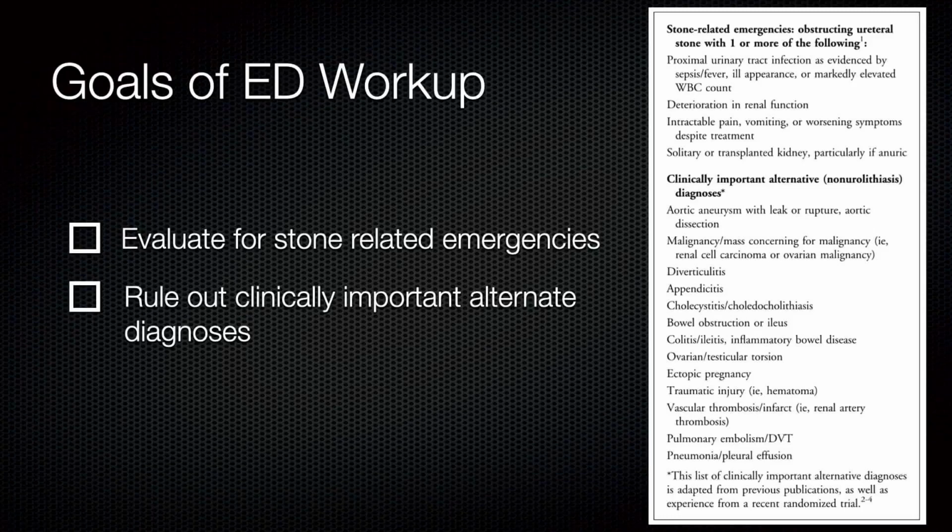And then alternate diagnoses, obviously AAA, cancer, diverticulitis, appendicitis, cholecystitis, bowel obstruction, anything that ends in itis, gonadal torsion, things like that. These are different emergencies that we need to find out are not going on, and have tucked in the back of our mind as we're trying to risk stratify the likelihood this patient actually has a stone. So those are the goals of the ED workup.